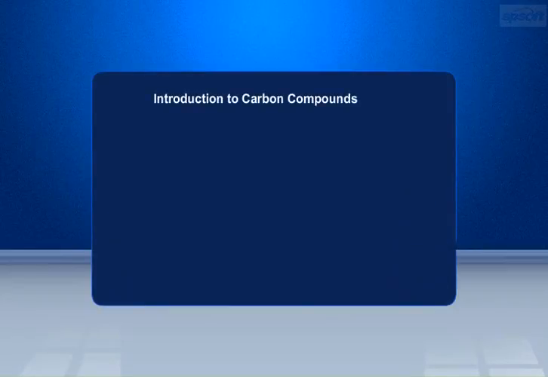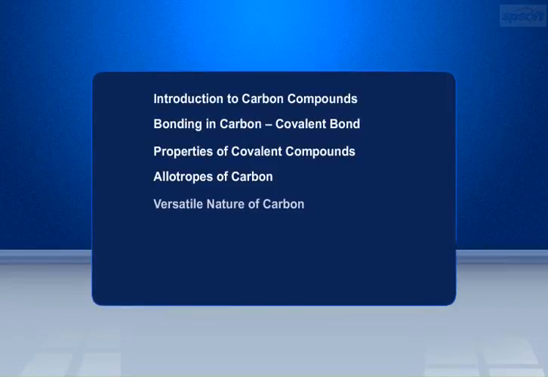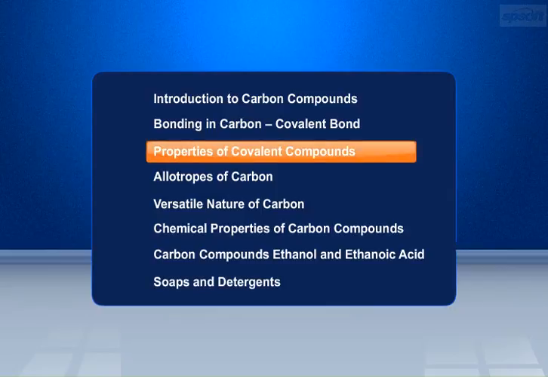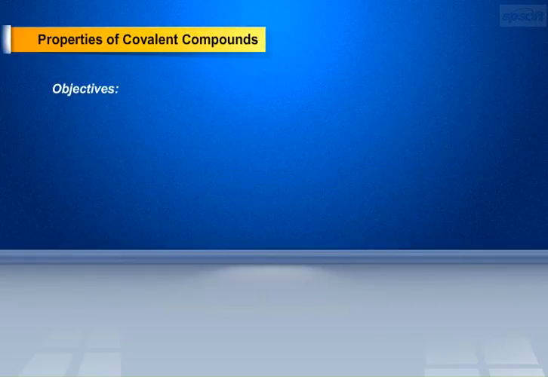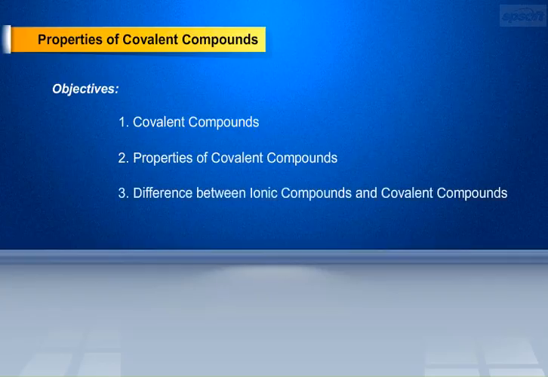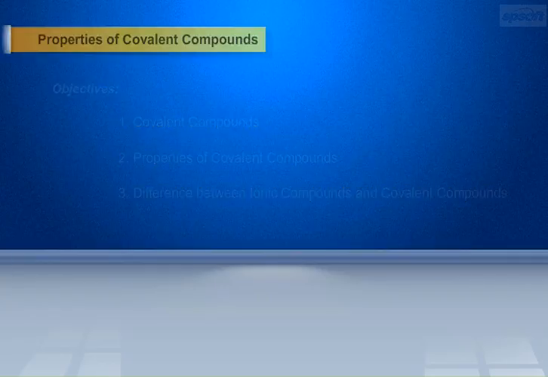In the earlier sessions we discussed bonding in carbon, that is, the covalent bond. Now, we will discuss the properties of covalent compounds. At the end of this session, you will be able to understand covalent compounds, properties of covalent compounds, and the difference between ionic compounds and covalent compounds.